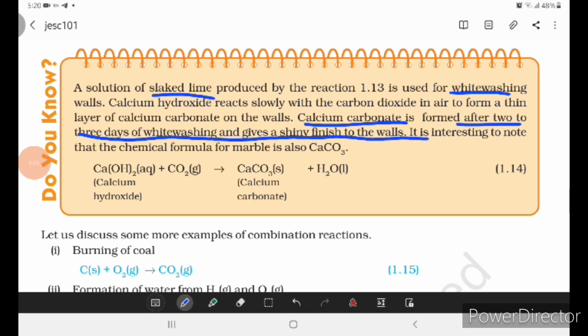It is interesting to know that the chemical formula of marble is also CaCO3. The marble which you see on the floors is also made up of CaCO3, which is very interesting actually.